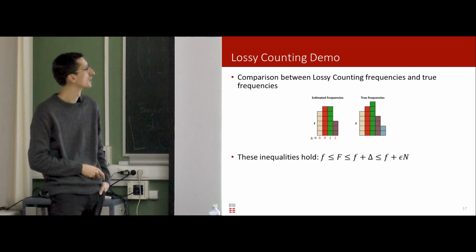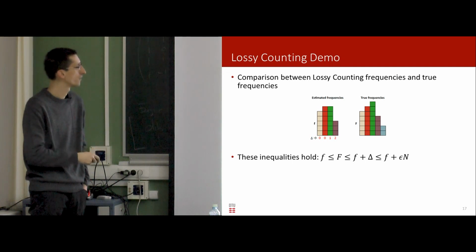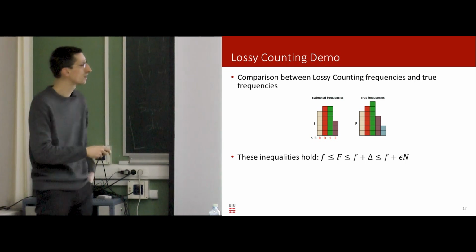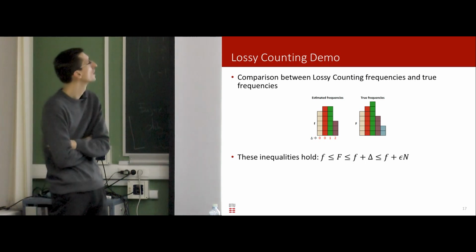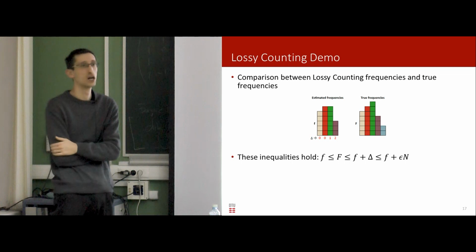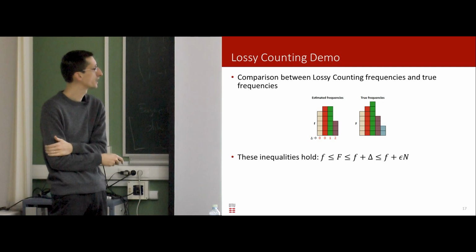So eventually, at the end of our stream, these are the estimated frequencies, whereas these are the true frequencies. As you see, this lossy counting is performing quite well, and the authors also prove nice bounds on the approximation errors. Specifically, the estimated frequency is always less than or equal to the true frequency, which is always less than or equal to the frequency plus the maximum error.